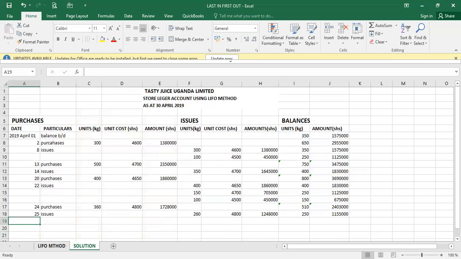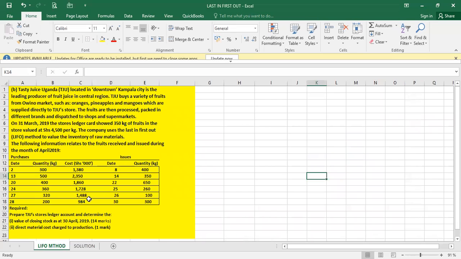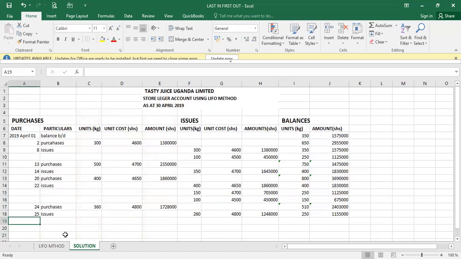the next transaction that happened on 26th. We are issuing also. We are issuing 100 units. This is 26th. We have also an issue of 100 units. But remember, we are using the most recent. This one is not yet complete, so we are supposed to first finish up this one. This one we issued on the 26th, meaning we remained with the 100.